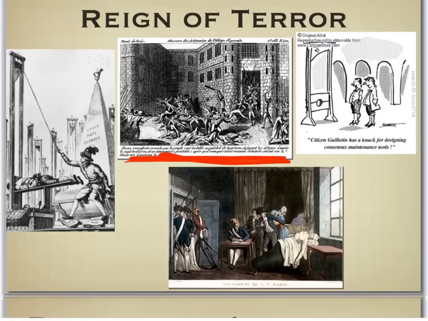Here, you have the National Convention executing all of the prisoners in Paris to make room for political prisoners. So the prisons were already full, but to make room for the Reign of Terror, to hold people before they were executed, they had to actually murder all the people in the prisons. And this one here says, Citizen Guillotine has a knack for designing consensus maintenance tools. It's a joke. Consensus means agreeing. So the guillotine is a great tool for making everybody agree.